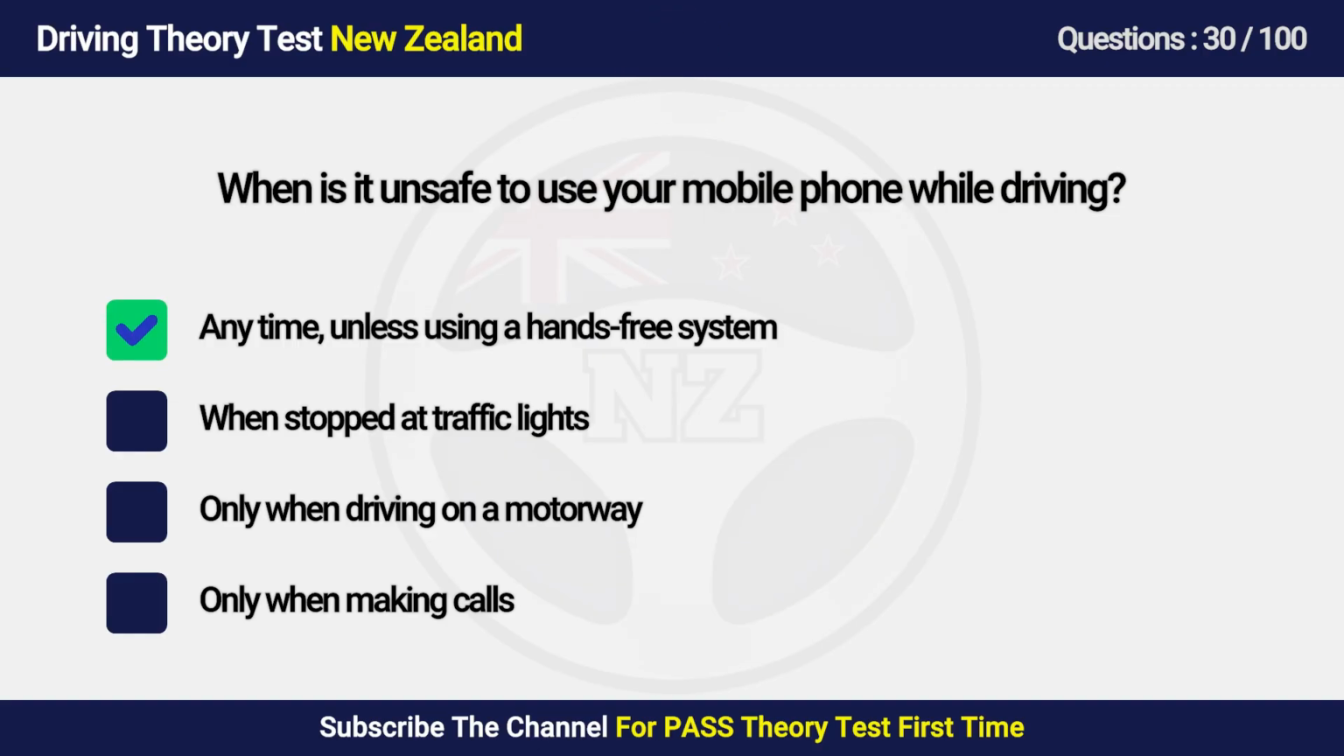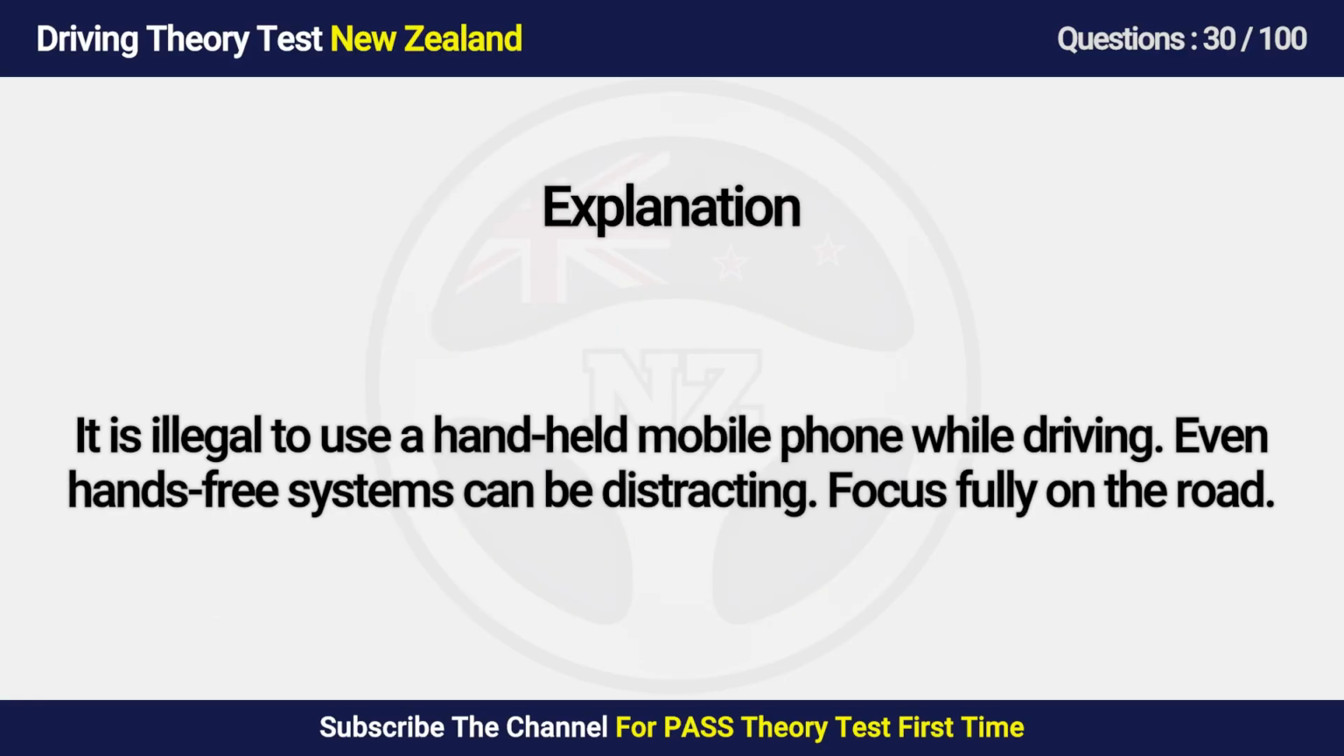Answer is A. Anytime unless using a hands-free system. It is illegal to use a mobile phone while driving. Even hands-free systems can be distracting. Focus fully on the road.